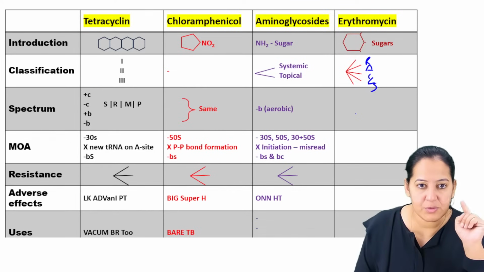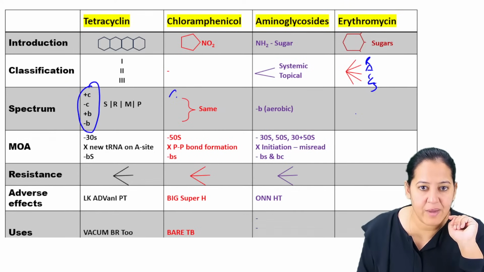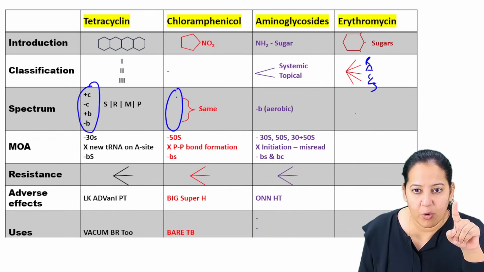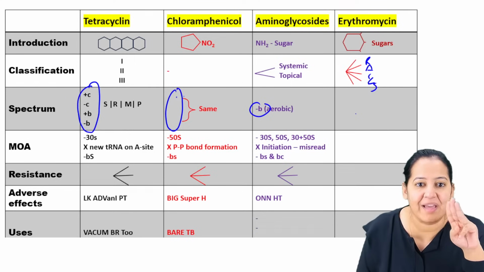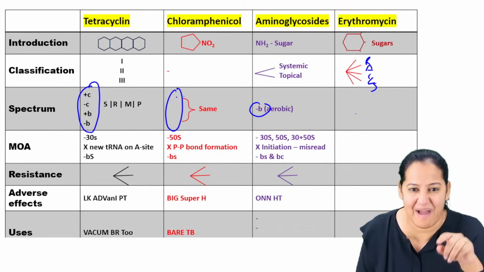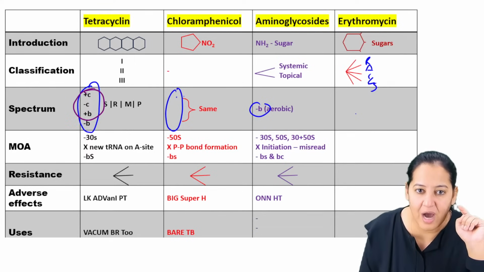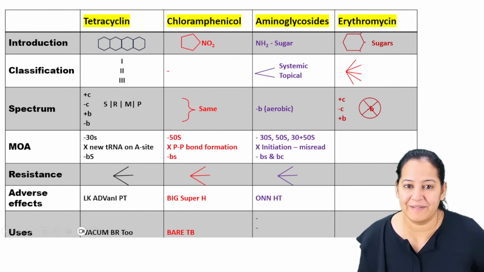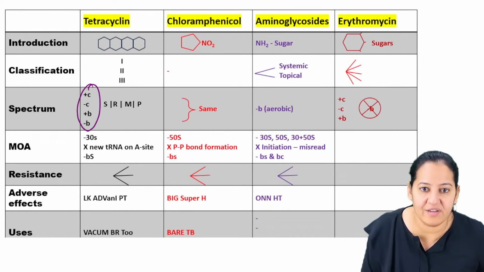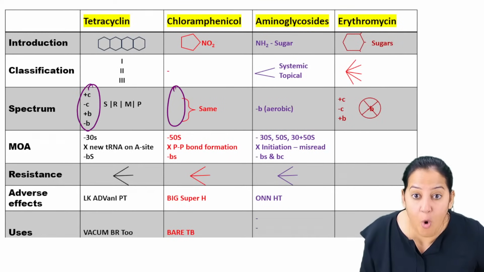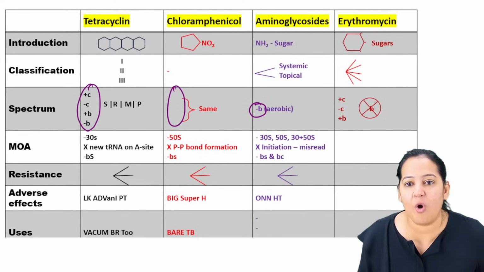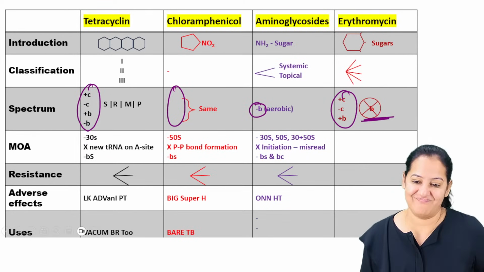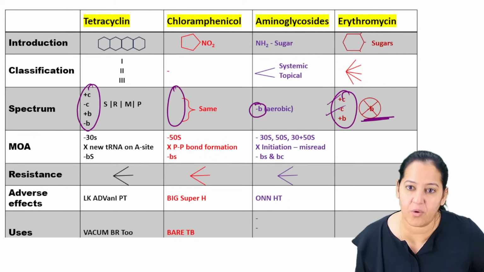Spectrum. Look, everyone on the screen. This was acting for all 4. This was also acting for all 4. This was acting only for gram-negative bacilli, right? So the other 3 were feeling bad. Why are we not included? So the other 3 are included here. Now see the spectrum of all 4. Here all 4 are there. Here only gram-negative bacilli. Here all except gram-negative bacilli, that is gram-positive cocci, gram-negative cocci, and gram-positive bacilli.